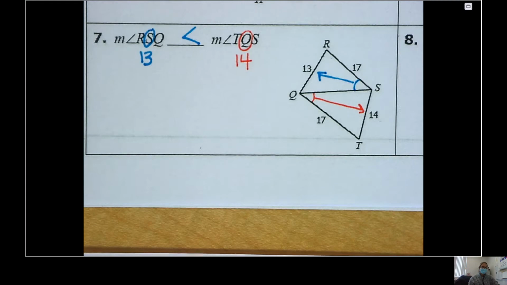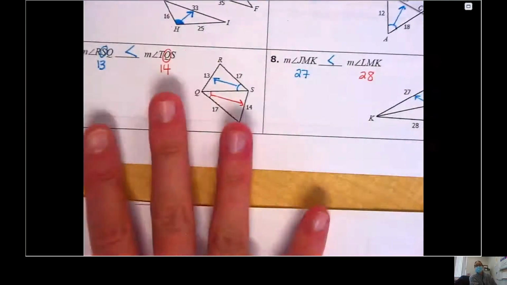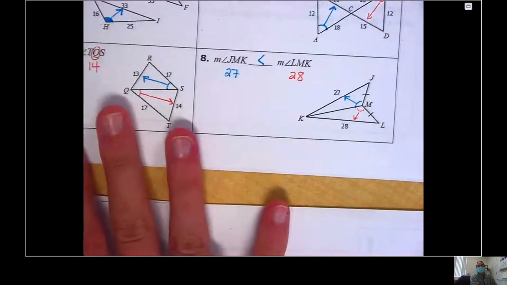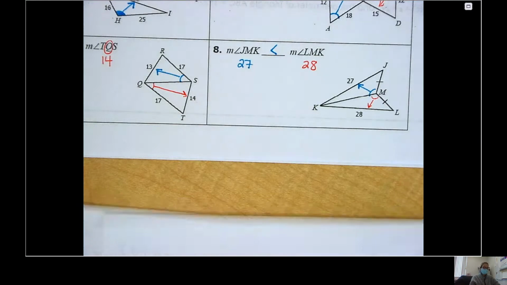All right. Last one, number 8. Did you get greater than or less than? I heard less. Do we agree? Good. Less than. So if you go across from the first one, you'll get 27. Across from the bottom one, you get 28. So it's just making sure you're looking at the right spot. As long as you're looking at the right spot, easy stuff.